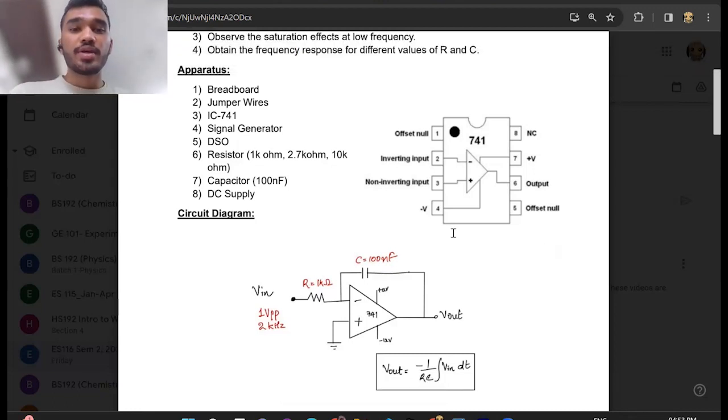Hello everyone. Today my team and I are going to present a video on the integrator, differentiator, and op-amp adder circuits. Basically, I will explain the structure of the IC, how it looks and how it functions.